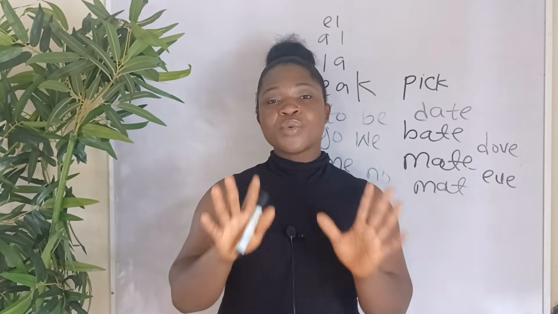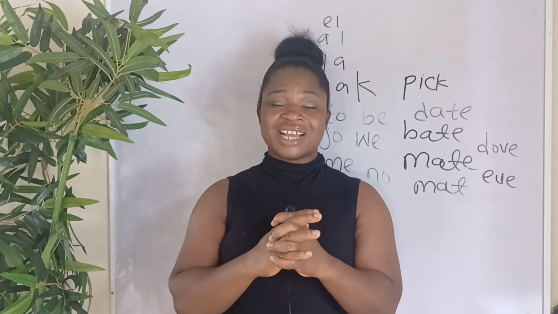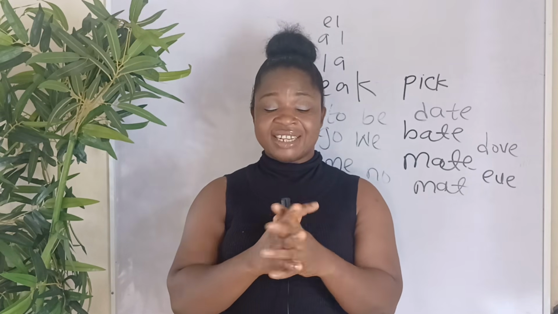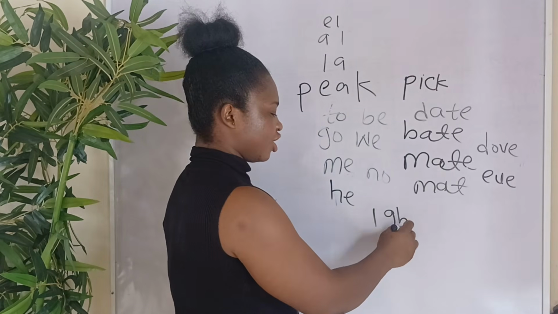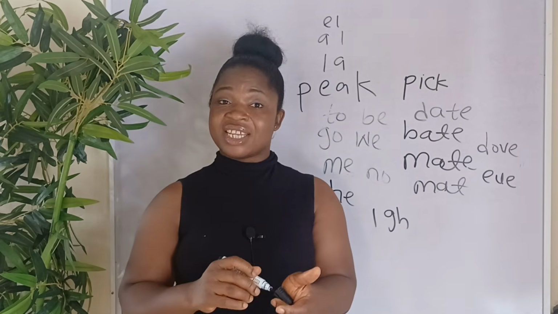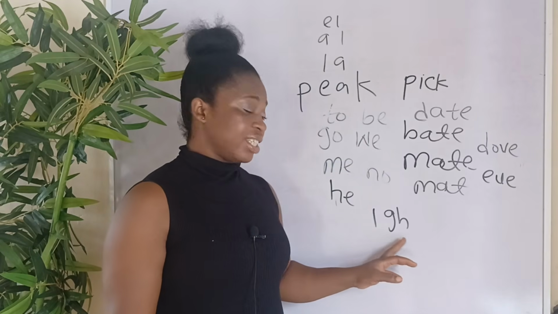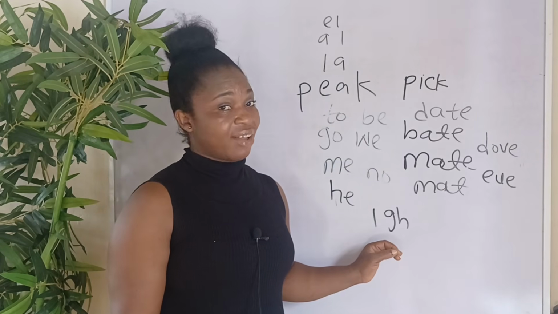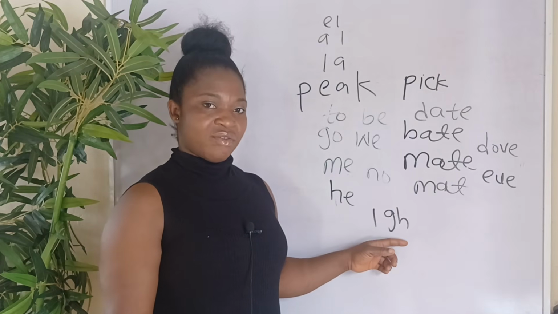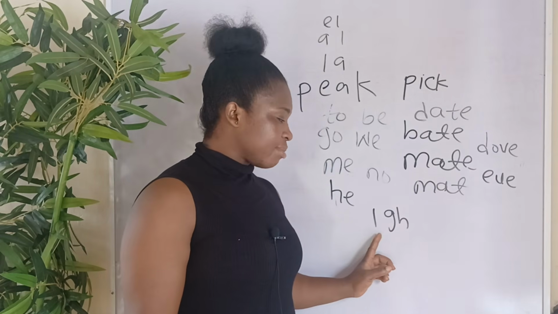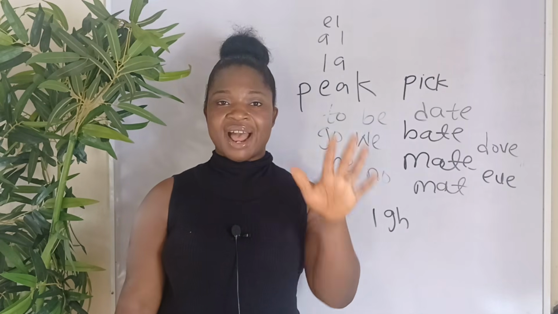Okay, now rule number 6 is the rule of I coming before GH sounds I and not E. That is, when you have I, then you have GH, it sounds I and not E. So whenever you see a combination like this, the I before the GH always sounds I, okay? It is I and not E for this pattern of arrangement. When I comes before G and H, just know that it's going to sound I.